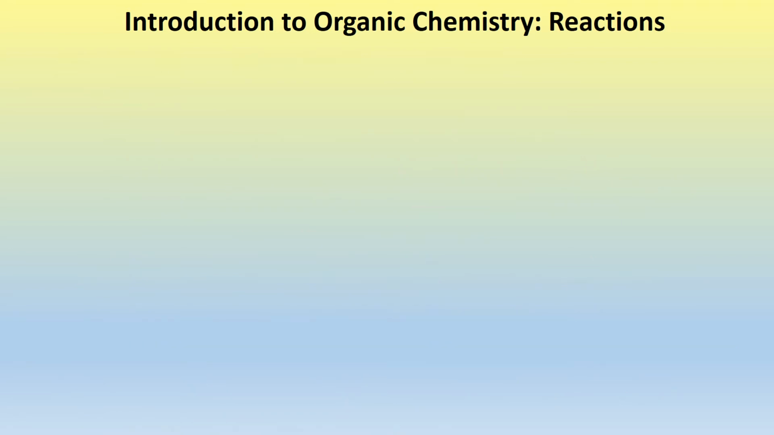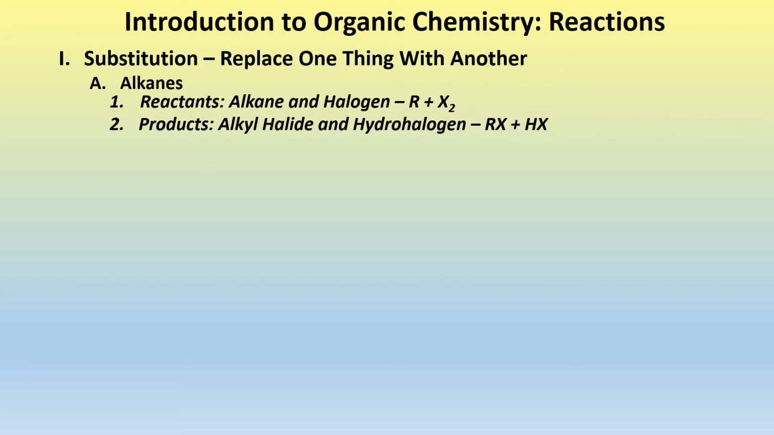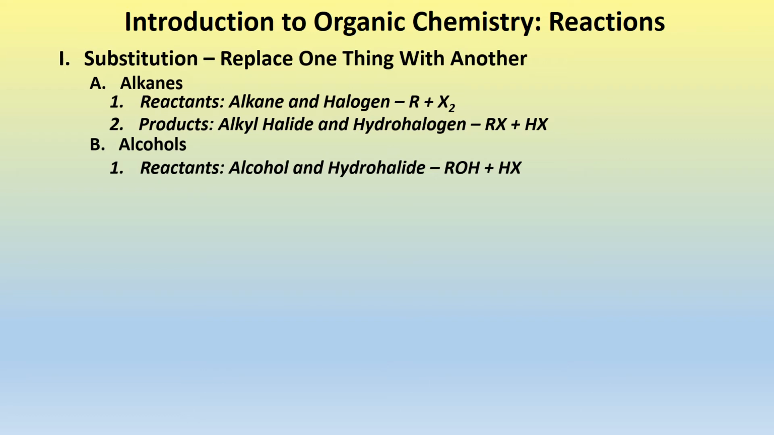You can also perform a substitution reaction, replacing one thing with another, with alkanes as mentioned, where your reactants would be an alkane and a halogen, and your products are an alkyl halide and a hydrohalogen. Also, substitutions can be performed with alcohols, where your reactant is an alcohol and a hydrohalide, ROH and HX, and your products become an alkyl halide and water, RX and H2O.